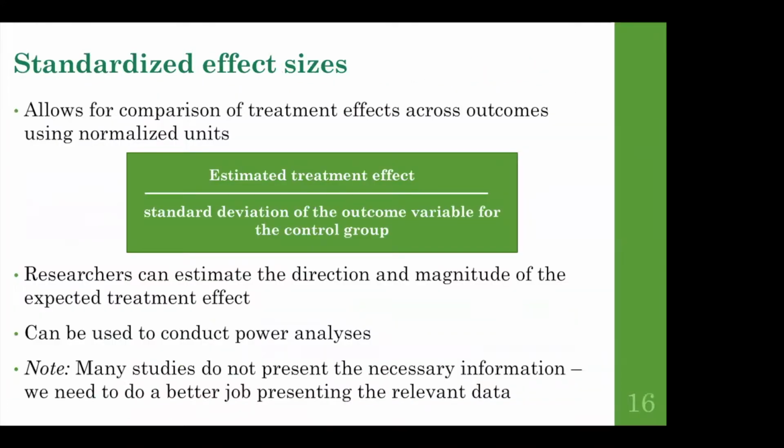All right, and I told you that one of our contributions is that, in addition to classifying the studies in these categories, we also estimated, or reported, the standardized effect sizes. We did that by looking at the estimated treatment effect and dividing that by the standard deviation of the outcome variable in the control group. This allowed us to talk about these effect sizes in normalized units, so we could talk about the direction and the magnitude of the expected treatment effect.